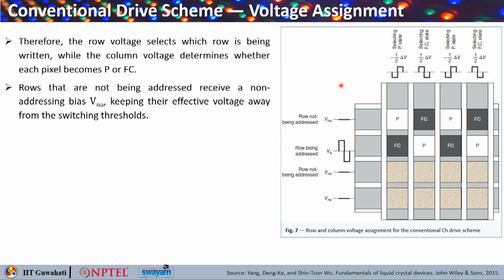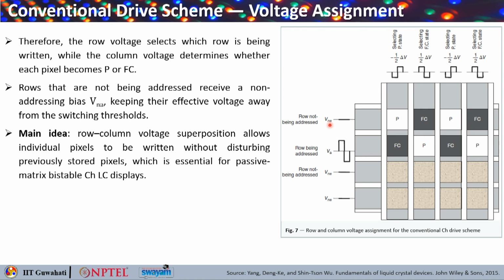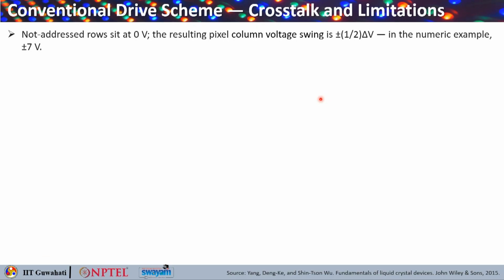Now the rows that are not being addressed receive a non-addressing bias VNA, keeping their effective voltage away from the switching thresholds. The main idea here is that the row-column voltage superposition allows individual pixels to be written without disturbing the previously stored pixels, and that is very important for passive matrix bistable cholesteric liquid crystal displays.